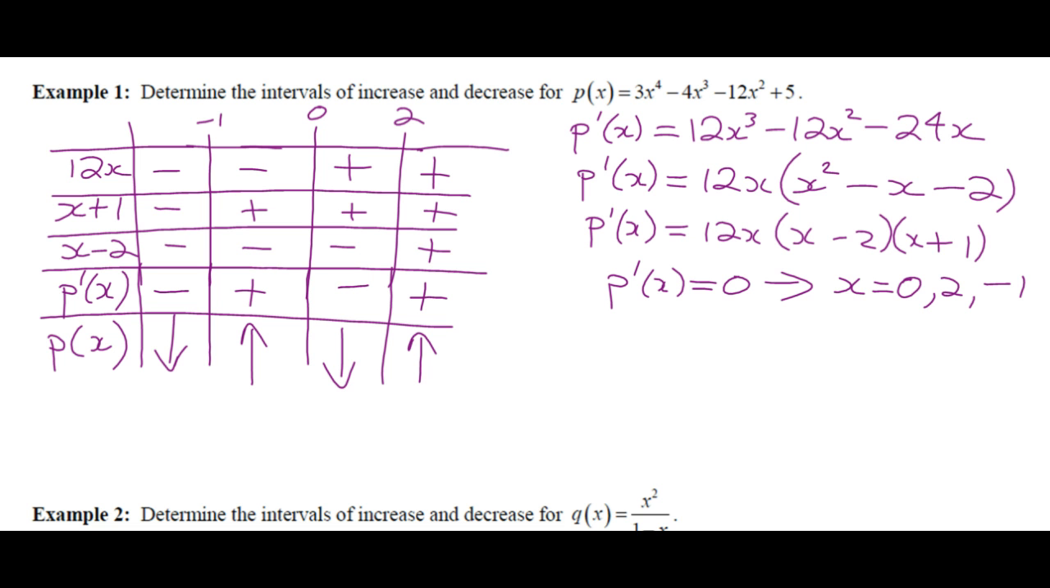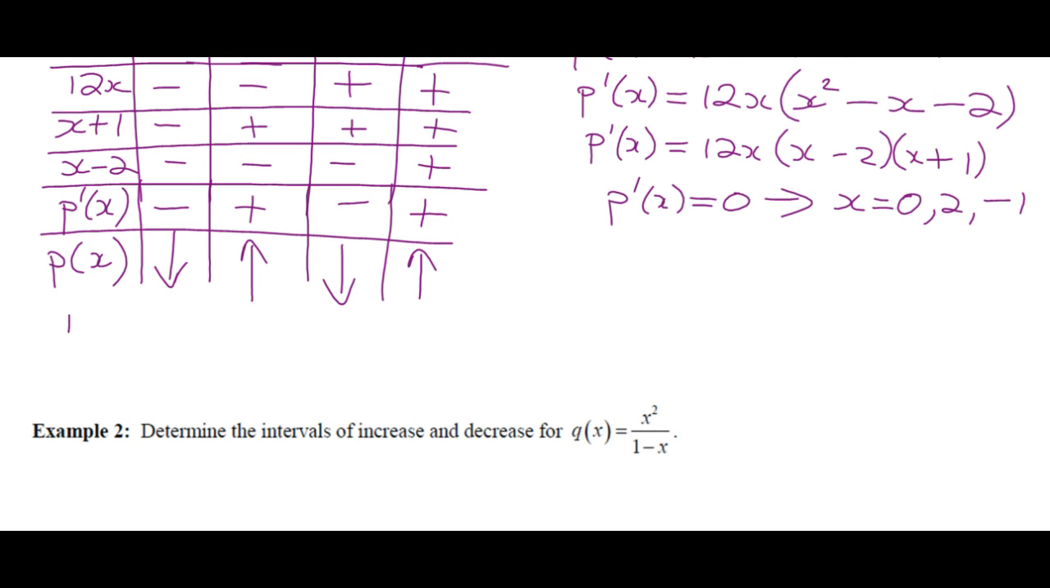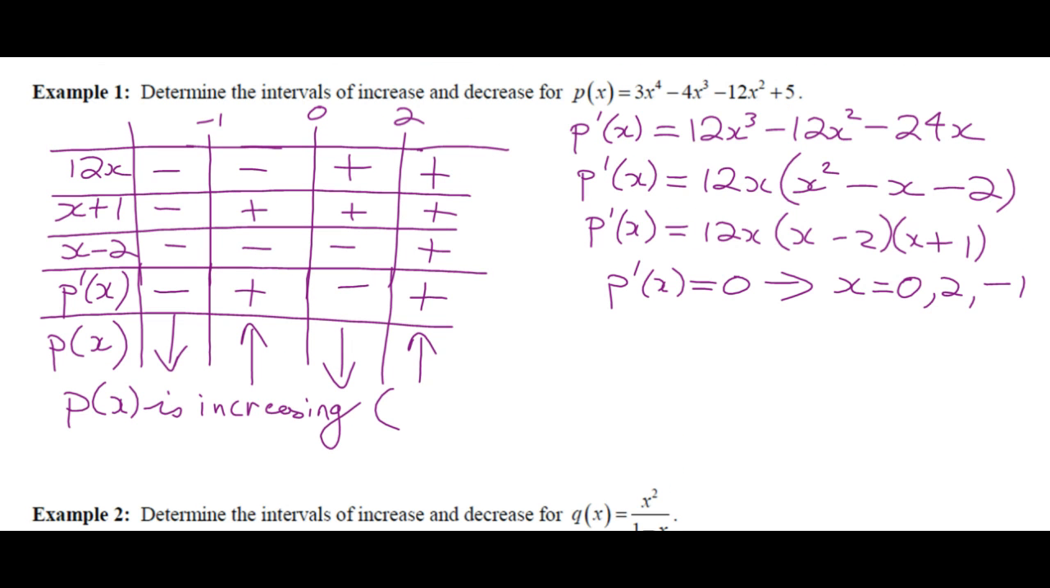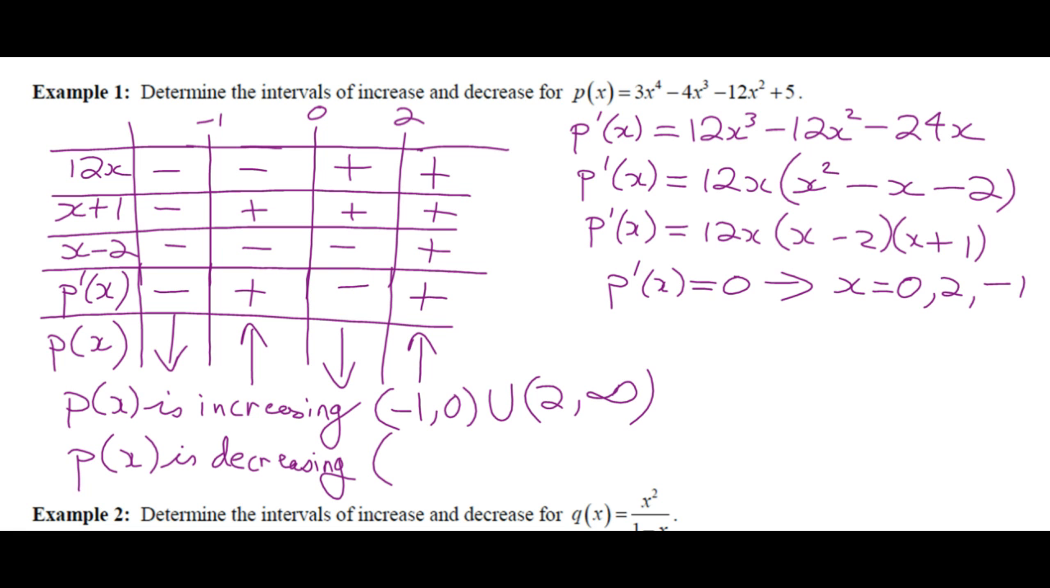All right, so what would we say about p of x? Where is it increasing? So we want to make two statements, right? P of x is increasing on which intervals? Oh, hang on. P of x is increasing from -1 to 0. And where else? 2 to infinity. And p of x is decreasing the rest of the time, and we need to describe the rest of the time. So from -infinity to -1, and 0 to 2. Okay.